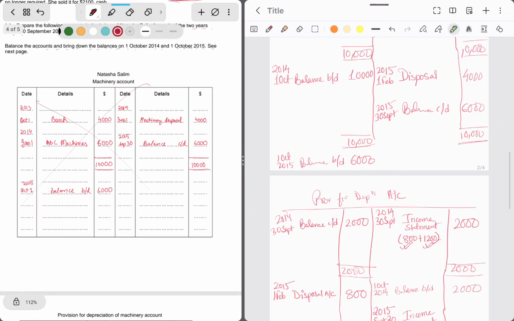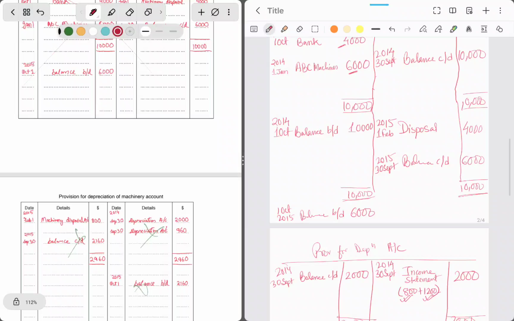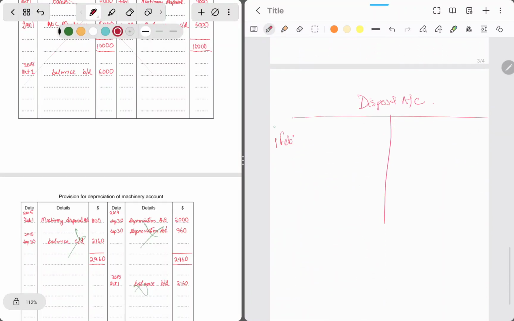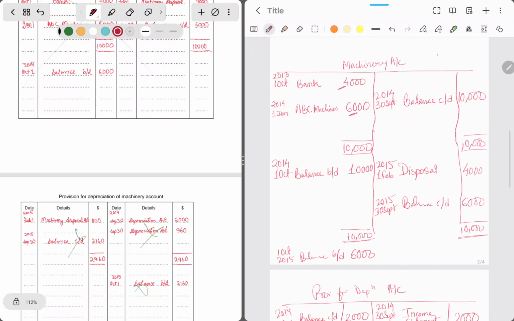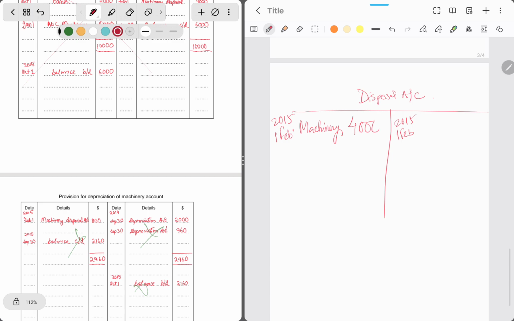This was what was given in the question. However, I want to give you one more idea on disposal account. Yes, just transfer the amount on two dates. It was sold on 1 February 2015. We know disposal account, how does it work, right? So machinery account credit side you wrote disposal, so disposal account debit side you're gonna write machinery. Yes, what is the amount of machinery? It is $4,000. Here you're going to write provision for depreciation account. This is how much? This is only $800.